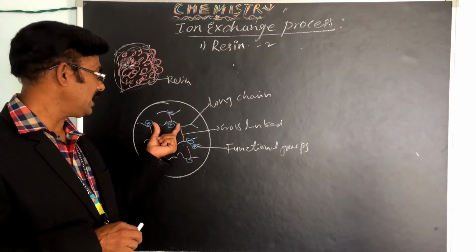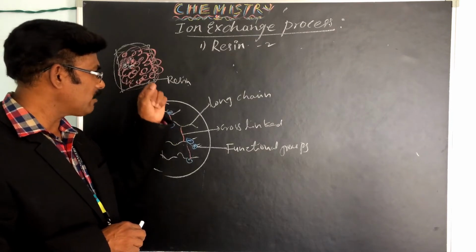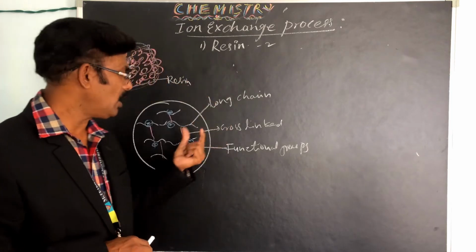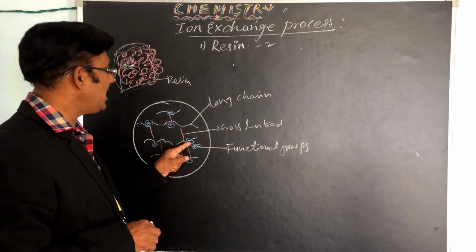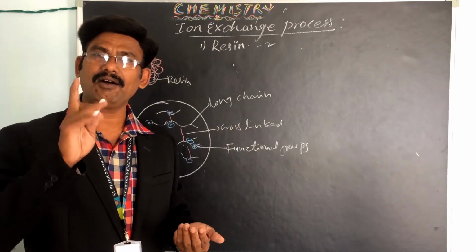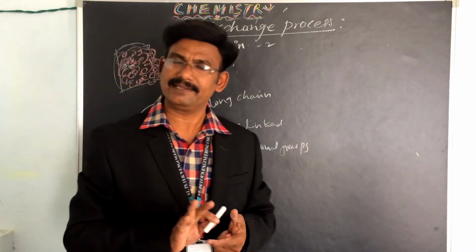What is the type? A cross-linked, long chain, organic polymer with a micropore structure. Micro means small pores. So there are three key parts in the resin: the long chain organic polymer, the cross-linking, and the functional groups. This is about the resin.